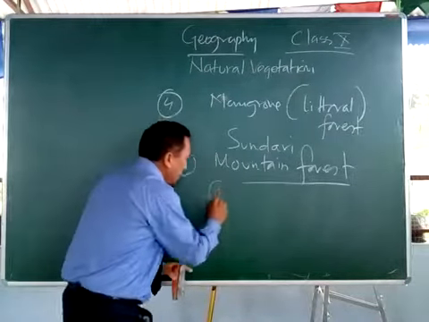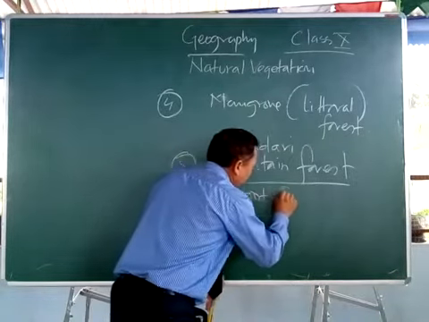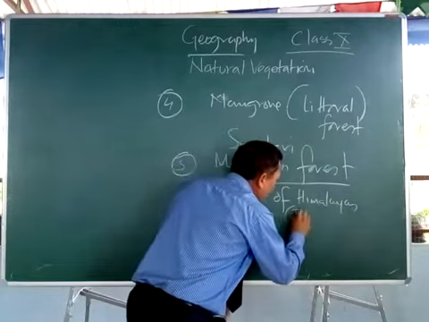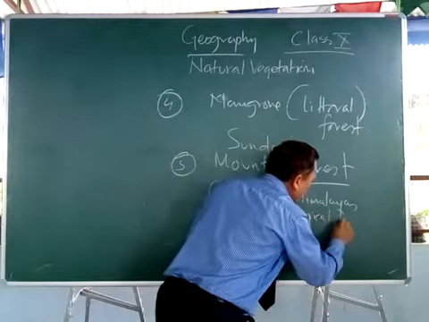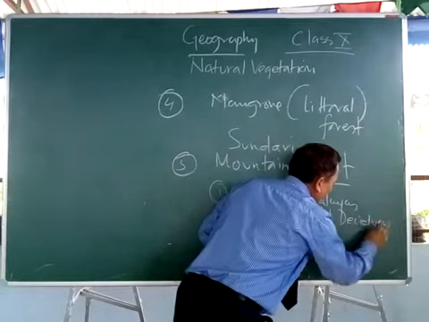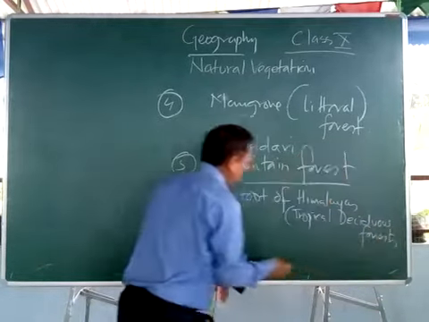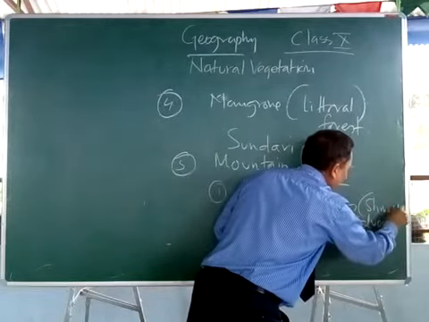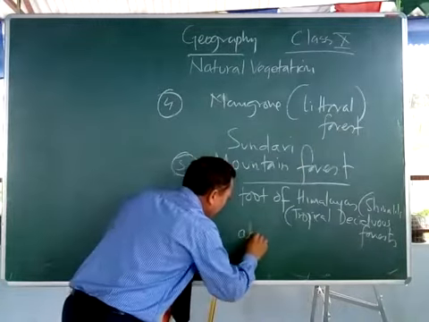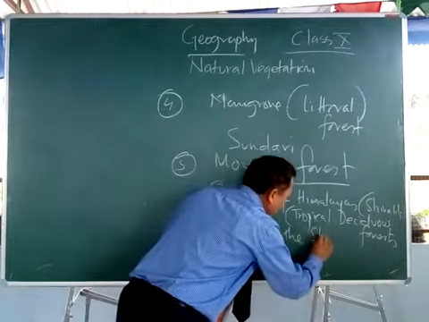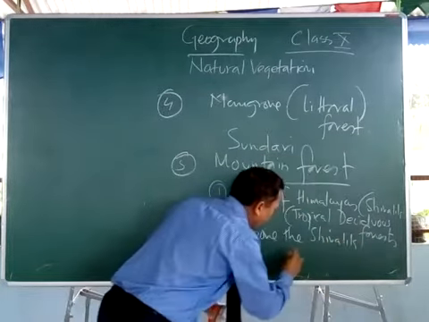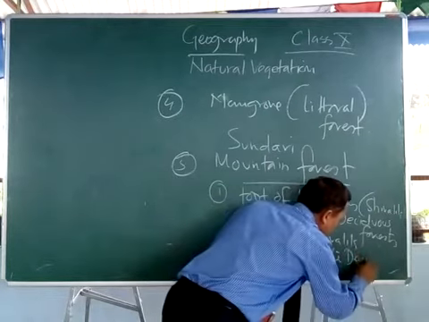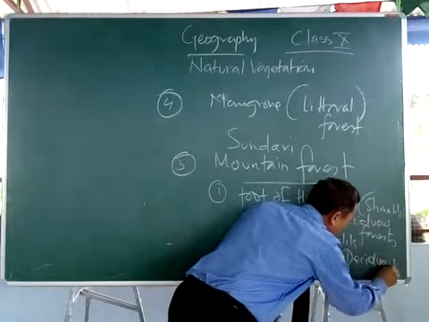So one we have is at the foot of the Himalayas, the tropical deciduous forest. Then if you go above the Shivaliks, we have the temperate deciduous forest.